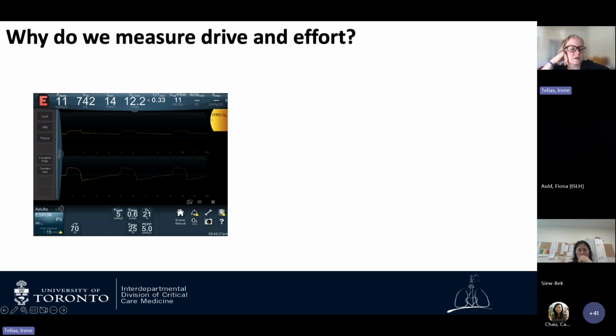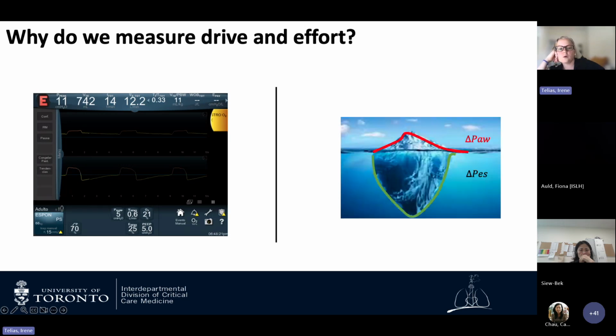Okay, so this is one of the standard ventilators. On the lower aspect, we have the ventilator settings, and on the higher aspect, we have the monitored parameters, and nowhere can we see a direct measure of drive and effort. So we have to look below the surface.